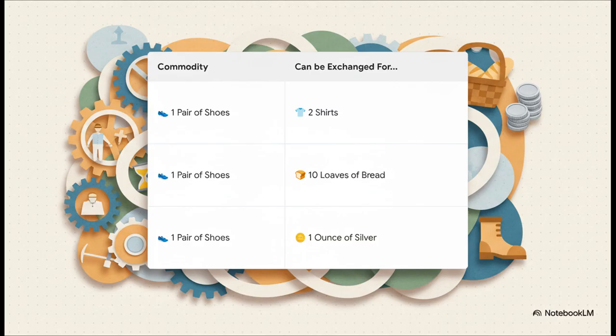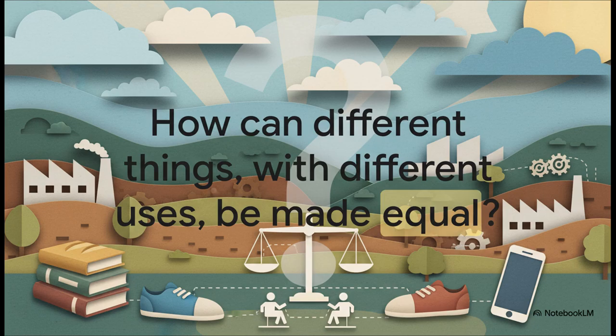A single pair of shoes, this one useful thing, can somehow be equal to a whole bunch of other completely different useful things. 2 shirts, 10 loaves of bread, they're physical shapes. What you do with them, it's all totally different. And that just throws a huge wrench in the whole thing, doesn't it? How is that even possible? What on earth allows us to say that a shoe equals bread?